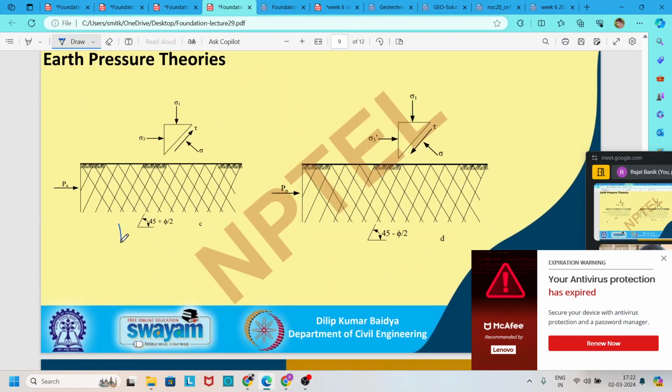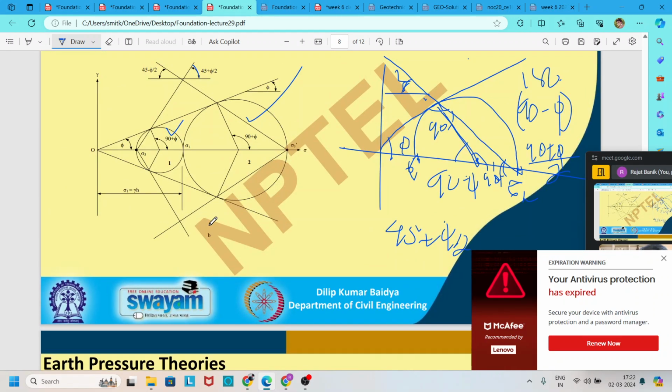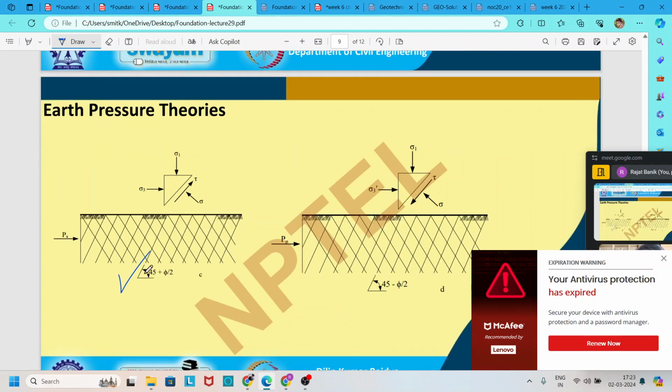Now you see that for active case it is 45 degree, sorry, this is 45 minus phi, and it is 90 minus phi by 2. Divide by 2, which becomes 45 degree minus phi by 2. So for active case it is 45 degree minus phi by 2, and for passive case it is 45 degree plus phi by 2. So it is active case and it is passive case.